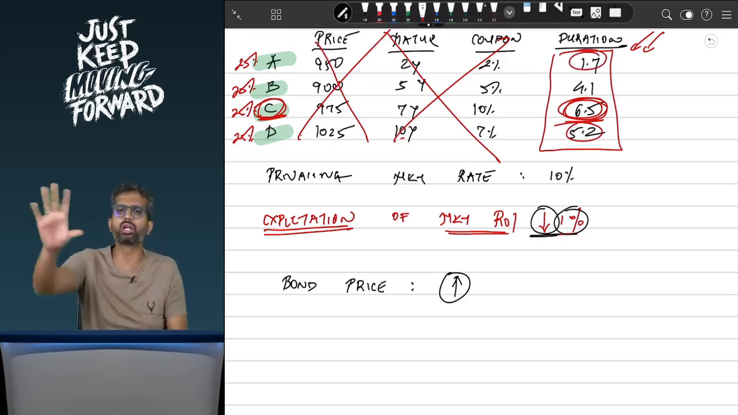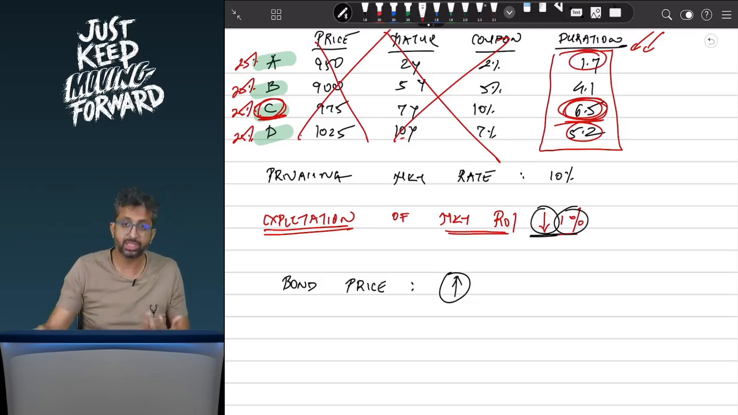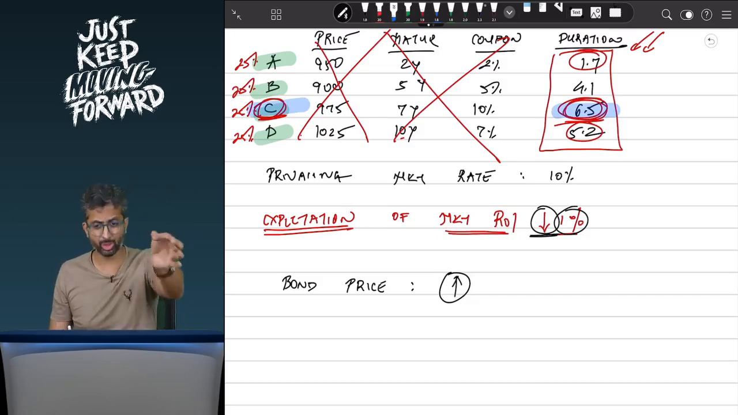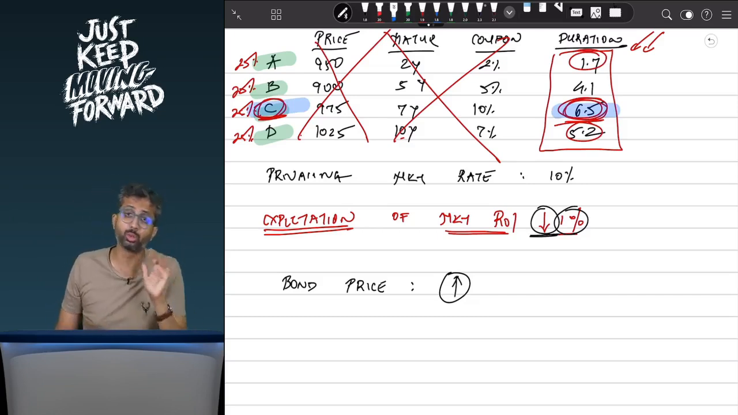So if I had 100 crores to invest, I will invest that 100 crores in bond C because it gives me possibly the highest appreciation when RBI actually comes out with the announcement and reduces the interest rate.